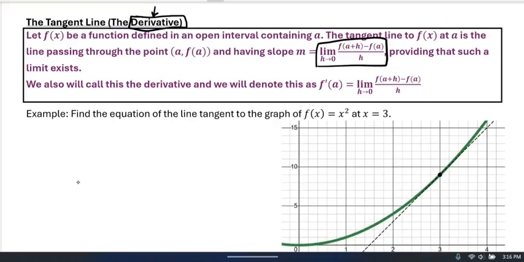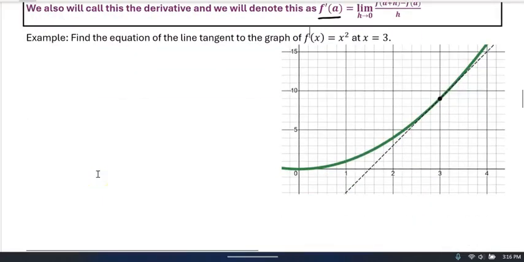So we're also going to use a little bit different notation. We're going to use f prime a. We're going to pronounce that "prime." It looks like a little apostrophe. That will be a way that we'll talk about our limit at a point. So let's take a look at this example here.